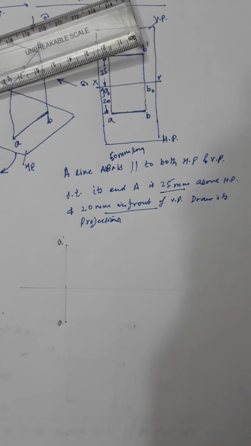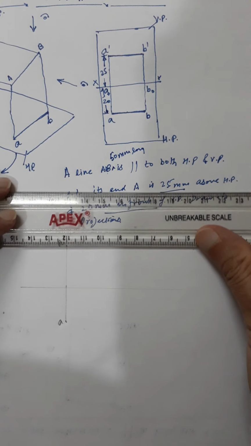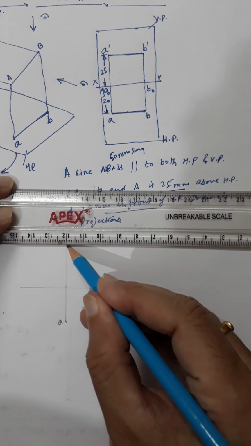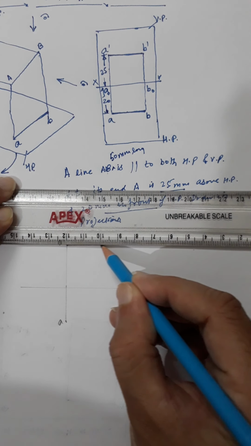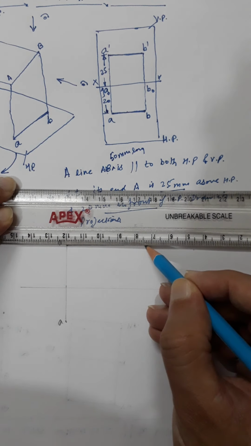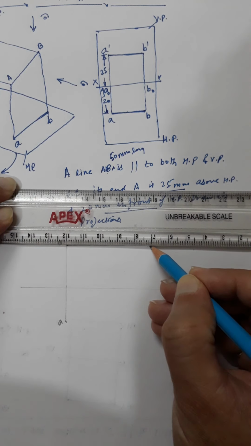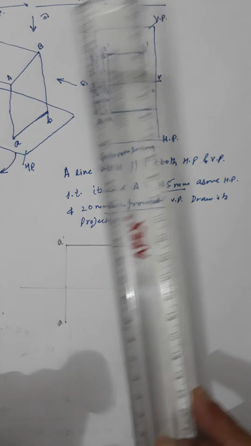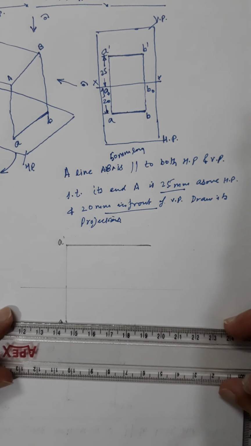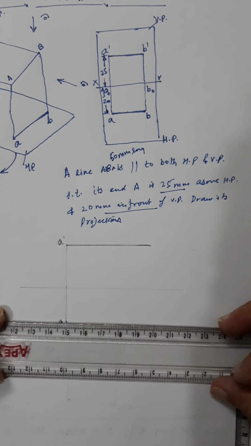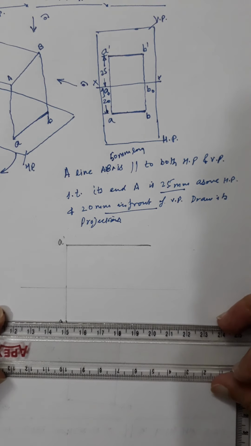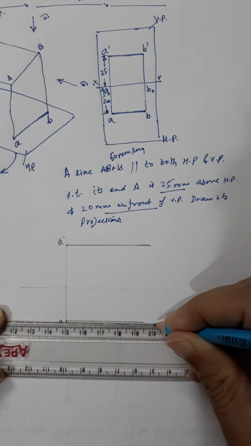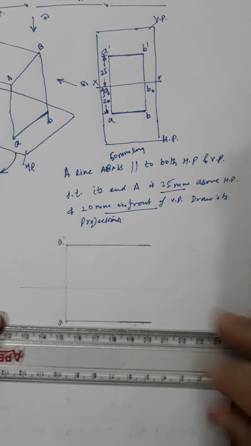So it is 50. Now you have to measure 50. Here you have to measure 50, and it will be its front view. You have to draw it continuous thick. Okay, so it is continuous thick 50 mm. Then this is again its top view. Again it will be continuous thick. So this is continuous thick.